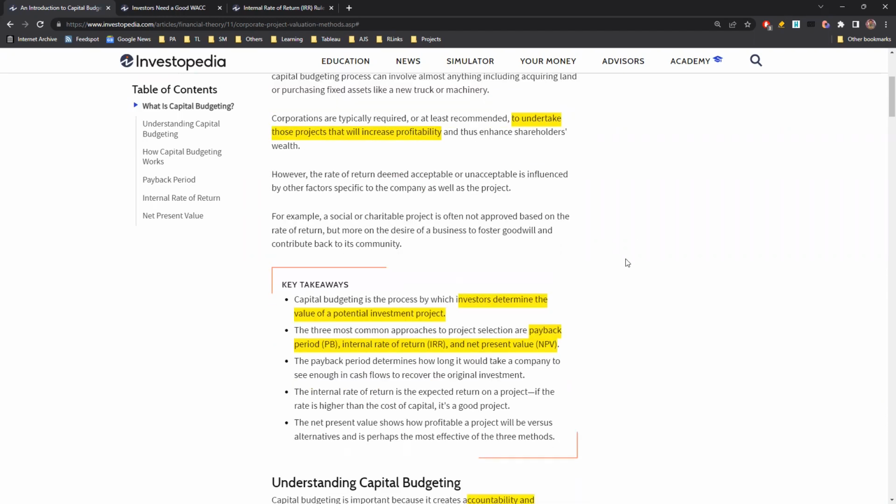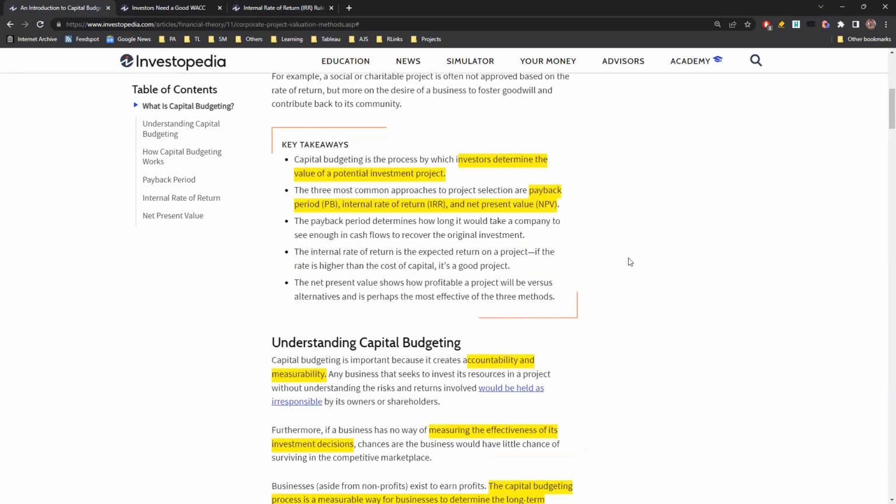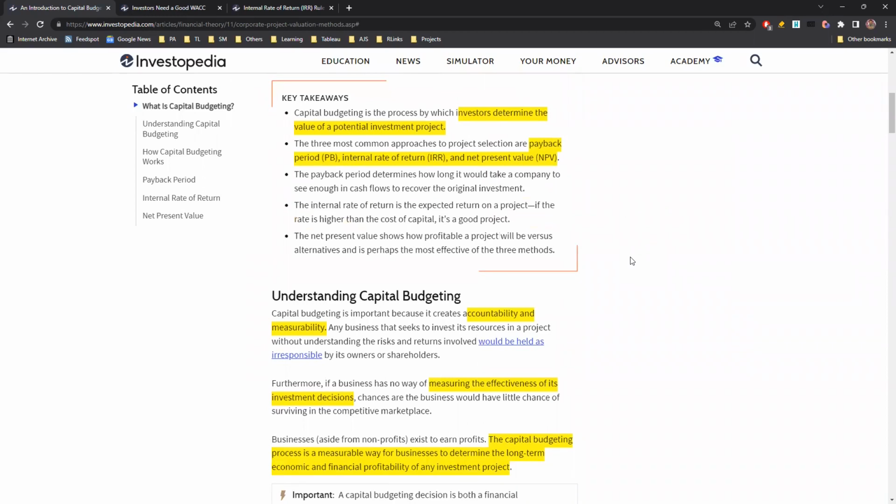Now, there are multiple ways a capital budgeting process or analysis can be done, and there are three popular methods using which we can do this sort of decision-making. So the first of them is called payback period. We'll discuss this in detail. And the second is called IRR, internal rate of return. Most of you might be familiar with this. And the third is called NPV, net present value. So we'll talk about these three in detail.